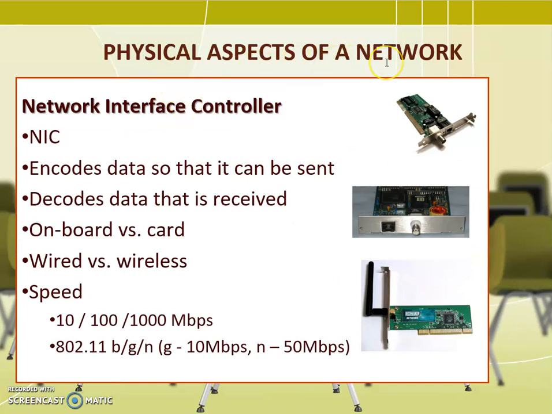Physical aspects of a network. The Network Interface Controller, or abbreviated NIC. This encodes data so that it can be sent. It decodes data when it is received. You have wired versus wireless networks. Network speed is measured in megabits per second: 10, 100, 1000 megabits per second.